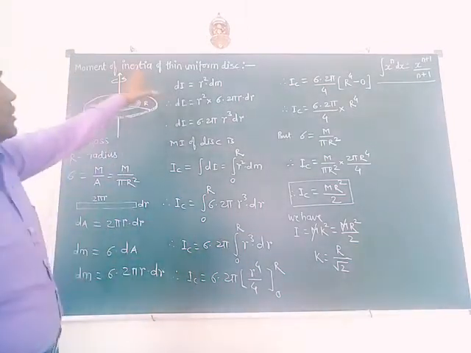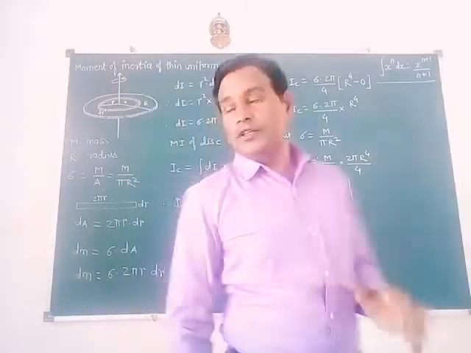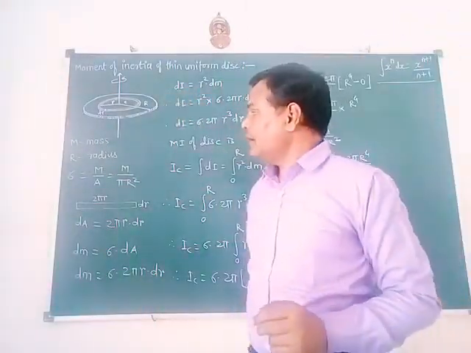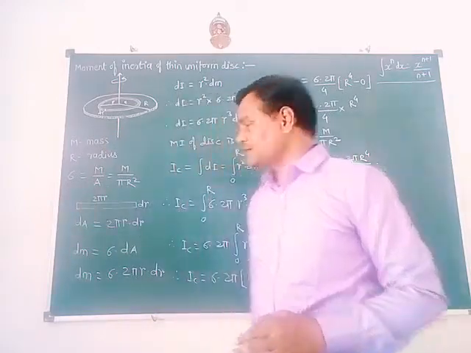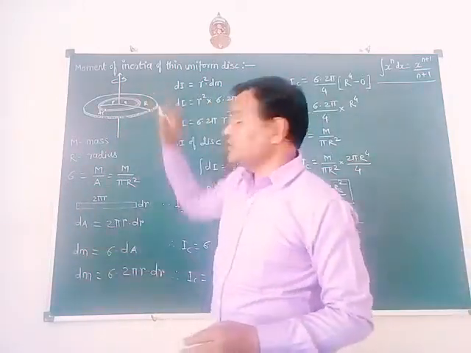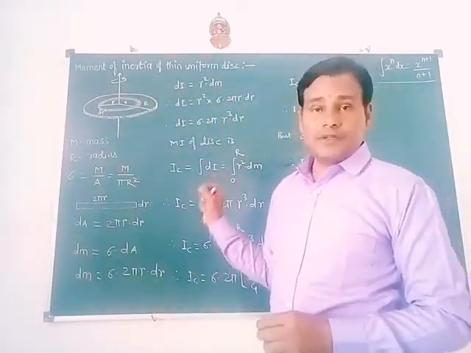So for the moment of inertia of a thin uniform disk, we first consider the disk and its different physical quantities. Element mass of the disk, a ring first.